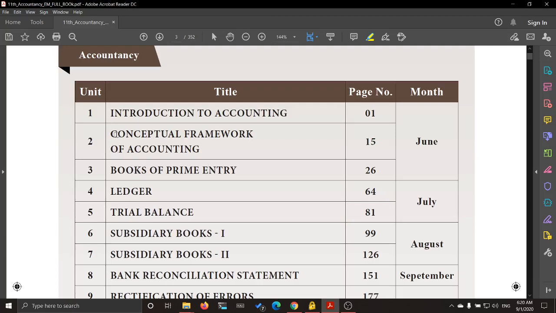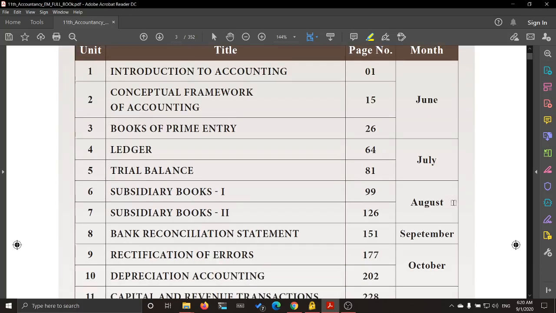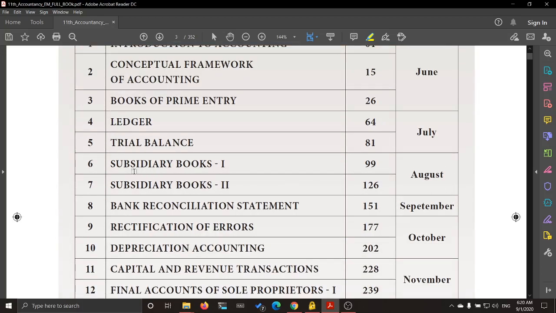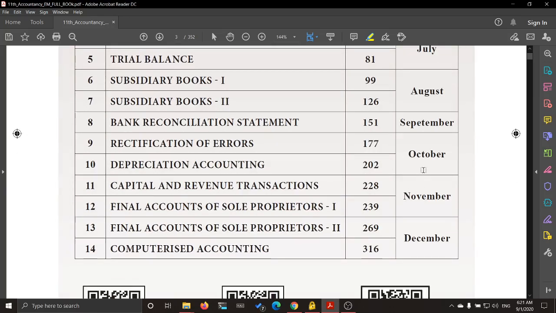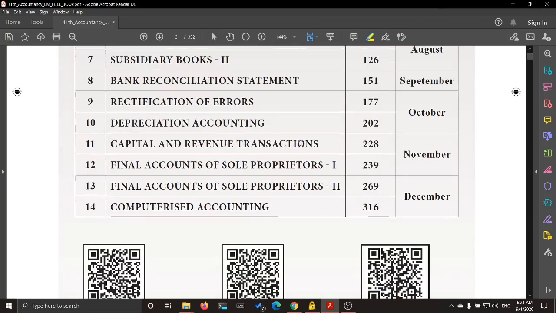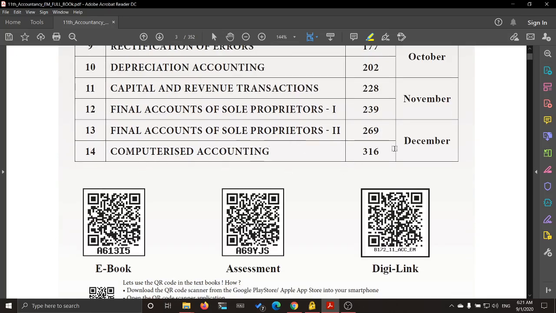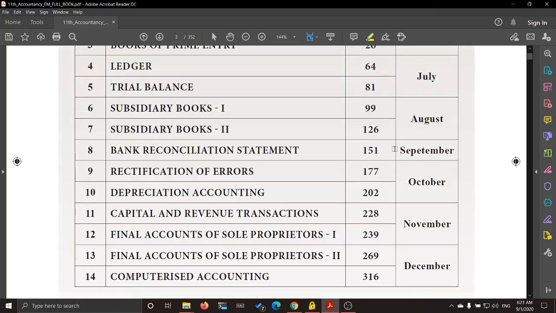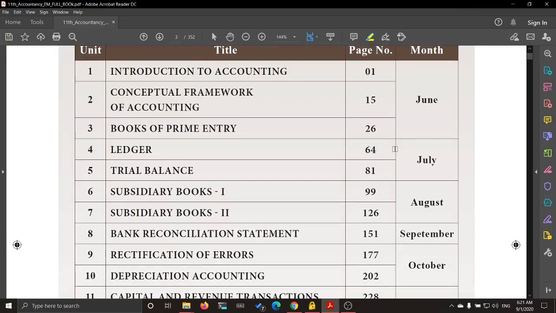As per June, 3 units must be completed, and for July until 5th, it is ledger and trial balance. By August, it is subsidiary book 1 and subsidiary book 2. In September, it is bank reconciliation statement. October, rectification of errors and depreciation accounting, and November, it is capital and revenue transactions and final accounts of sole proprietor 1. By December, you have to complete the portion with final accounts of sole proprietorship 2 and computerized accounting. So this is what they have given you on this particular page in detail about the various units.